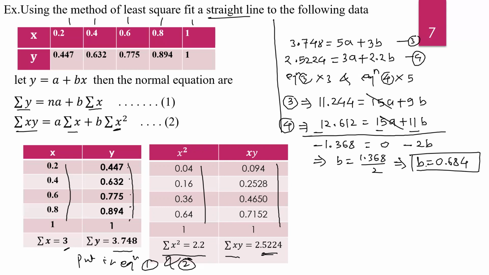Now we got the b here. Now we want the a. For a, we put this value in equation number 3. Then equation 3 becomes 3.748 is equal to 5a plus 3 into 0.684.